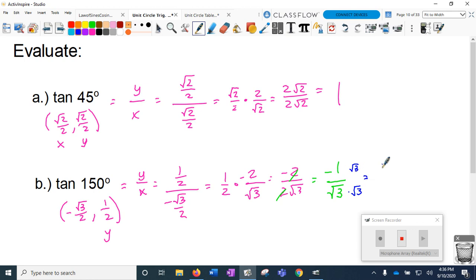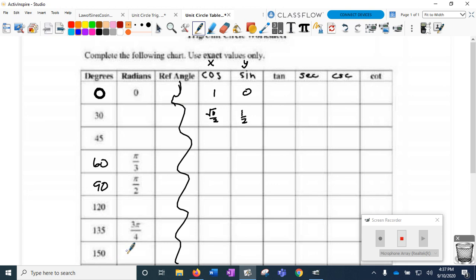We got negative 1 square root of 3, which is just negative square root of 3, over, remember when you have a pair of numbers under the radical, that creates a perfect square that you can take the square root of. This becomes square root of 9 when you multiply those two things together, and then square root of 9 is 3. Okay, so that's what we're going to fill in on our unit circle table for tangent of 150. So I can go down to the 150 and I can fill in the tangent of that as negative square root of 3 over 3.